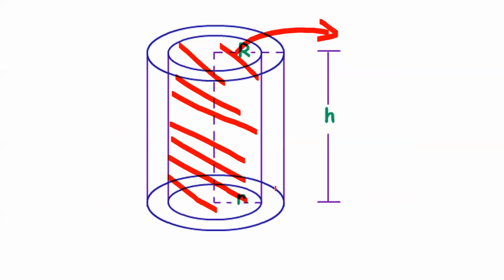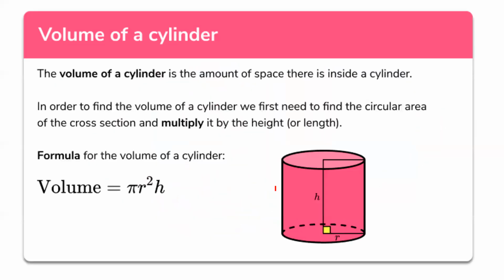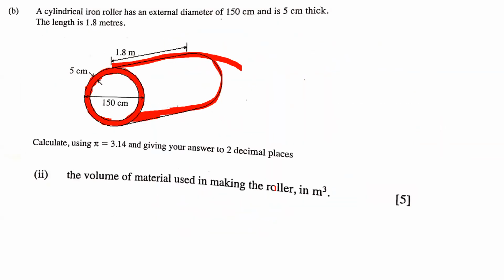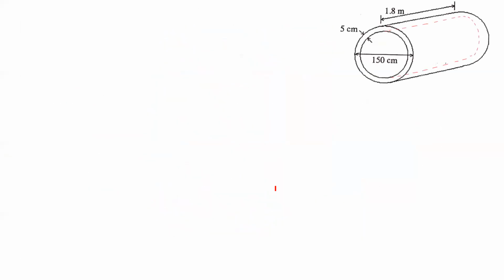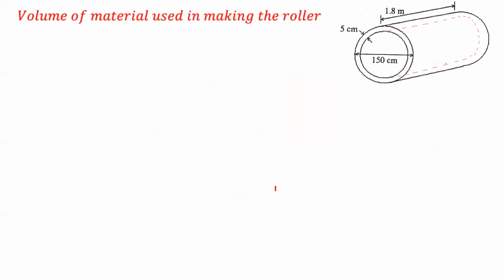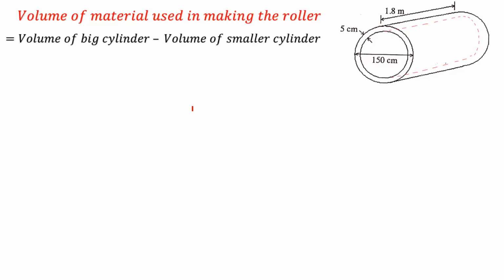We have to take away the volume of the smaller cylinder from the volume of the bigger cylinder to get what's left. That's going to be the volume of the material used in making the roller. So let's move on and find it. That's going to be the volume of the big cylinder minus the volume of the smaller cylinder, because if we take the smaller cylinder out, then we'll get the volume of the material used in making the roller.